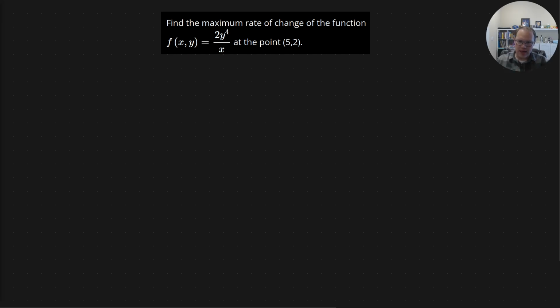Let's do a quick example. We want to find the maximum rate of change of this function at the point 5, 2. So based on what we just discussed, the gradient of f points in the direction of the maximum rate of change.